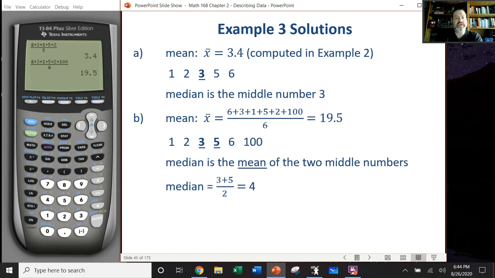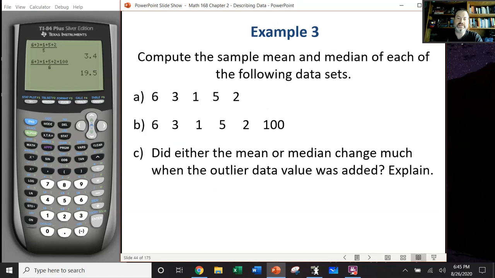And then question C, so part C asks, did these numbers change very much when the outlier was added? Let's go back and look at exactly what it says here. Yep, did either the mean or median change much when the outlier data value was added? So you could imagine that these are the prices for lemons at a grocery store. Maybe this is a really nice lemon, and somebody has a $100 lemon. Well, you wouldn't expect to pay $100 for a lemon, right?